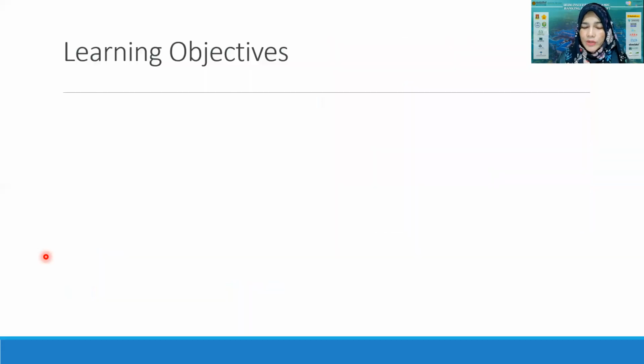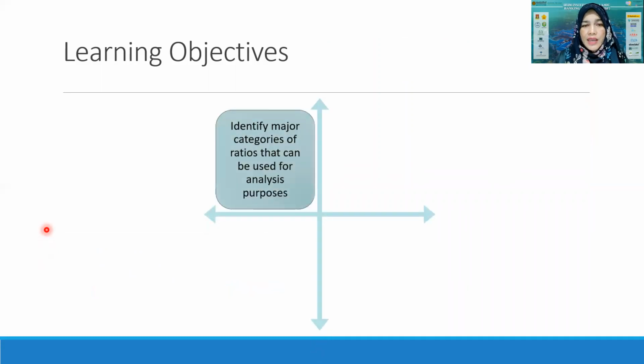So these are what we will be learning today. The learning objective is that at the end of the session, you would be able to identify major categories of ratio, because what we will be using to analyze financial statements is ratio analysis. There are a few types of analysis that can be done by the user. One of them is, of course, ratio analysis. And then sometimes they combine ratio analysis with trend analysis, and sometimes they do vertical analysis as well. I will explain to you while we are going through this topic.